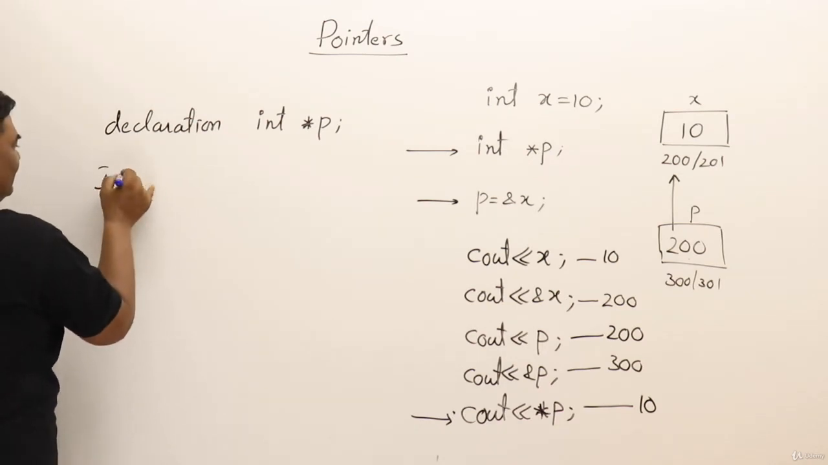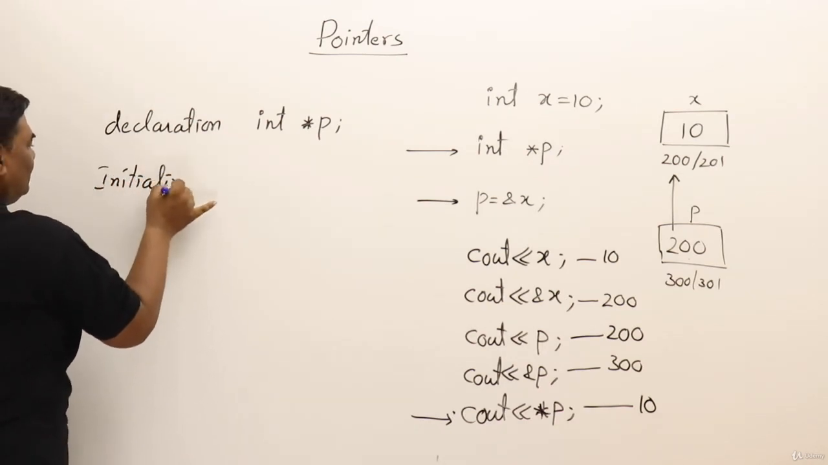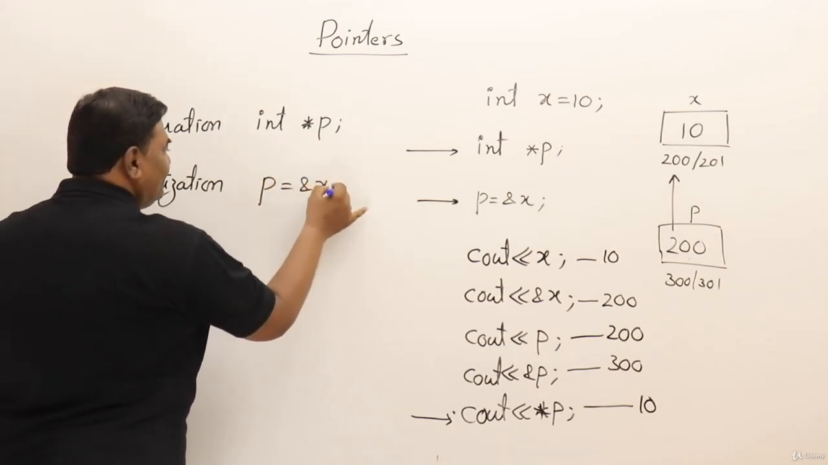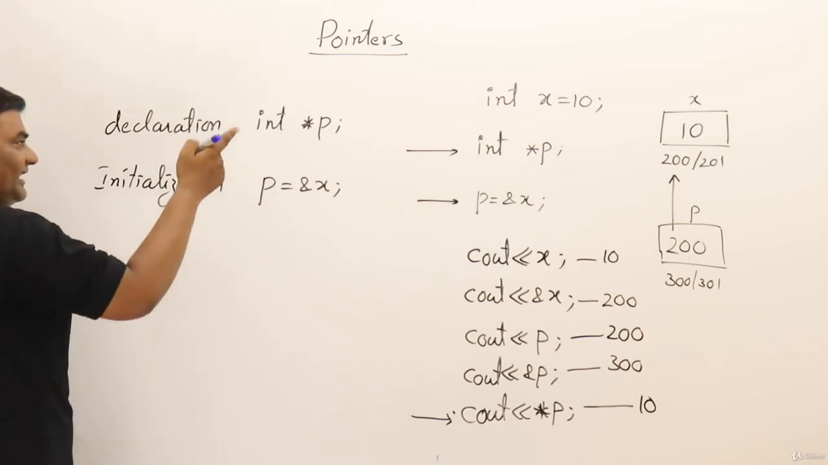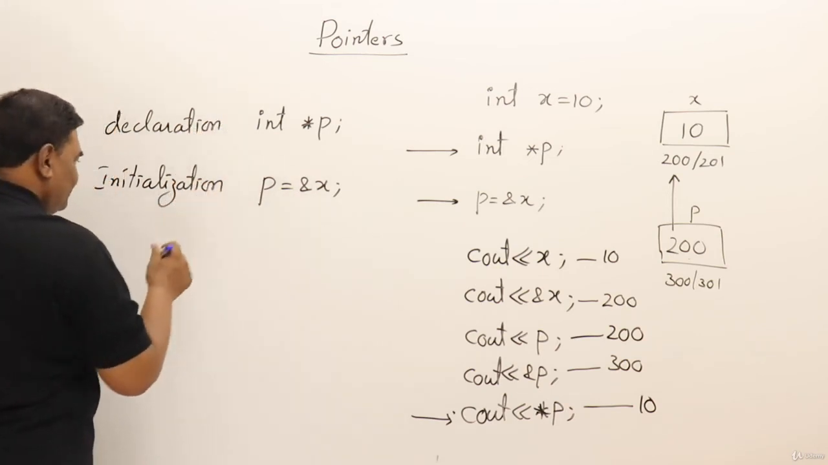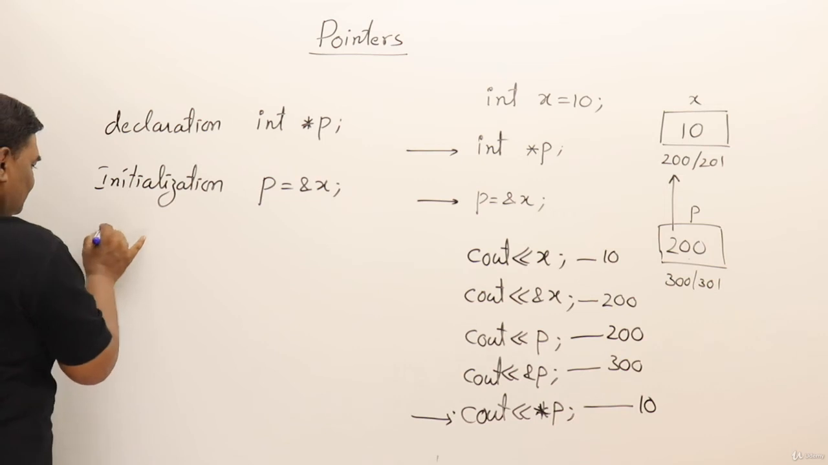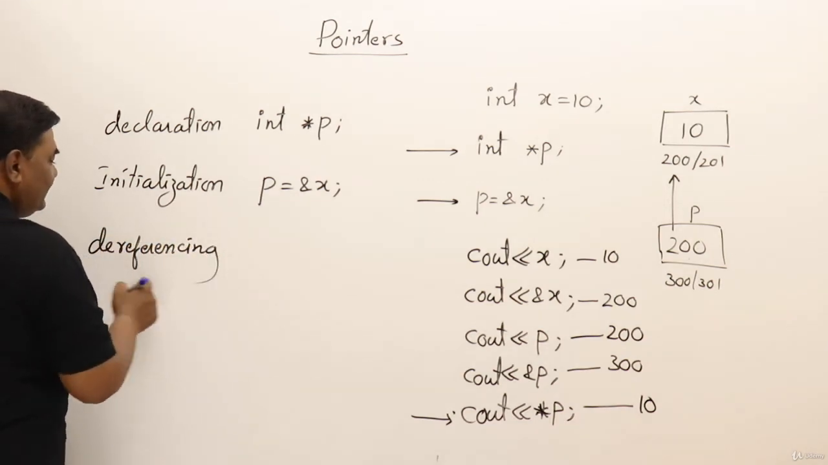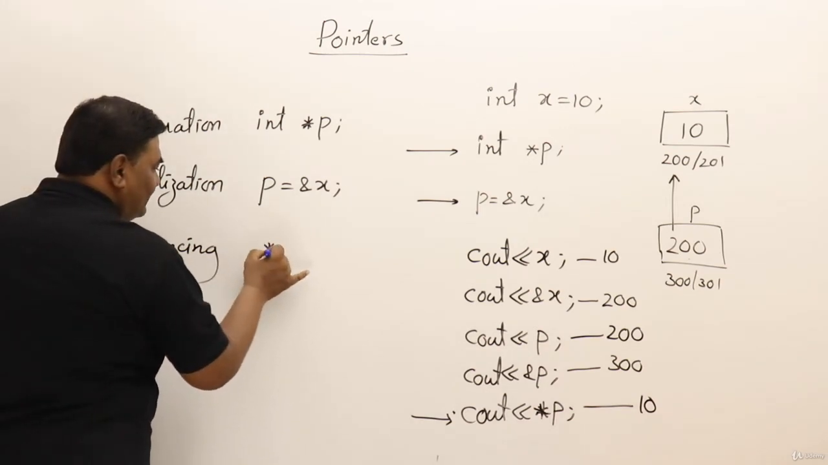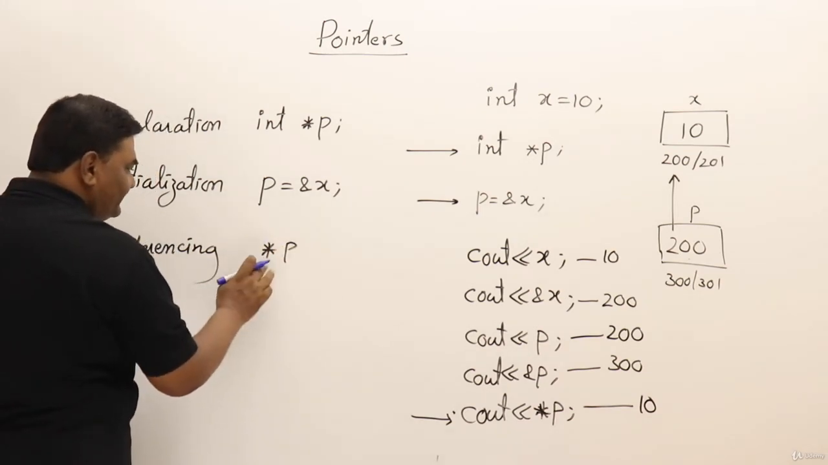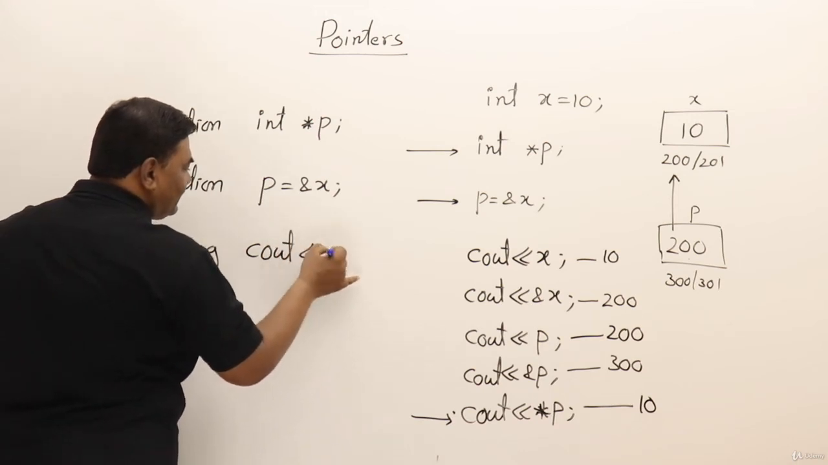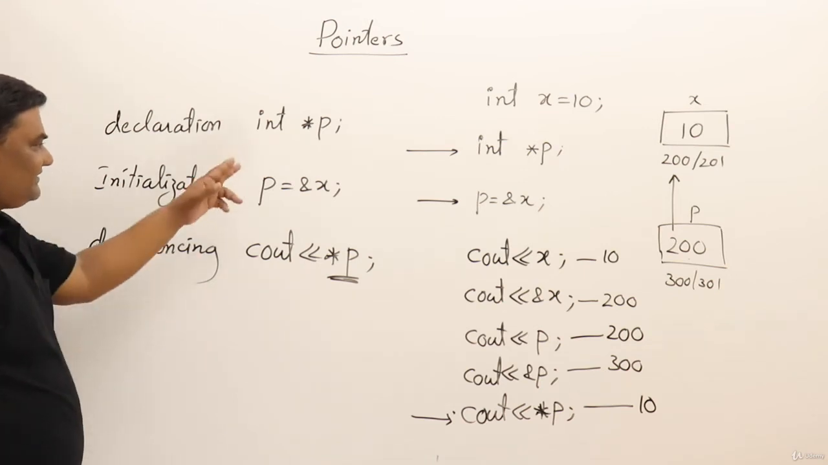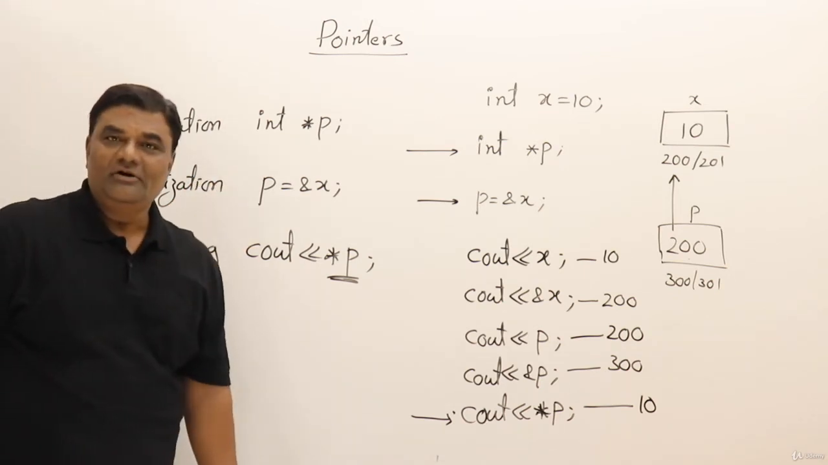Then next is initialization. So we write p assign any variable name. If you already have existing variables, you can use one of them. Then next is dereferencing, star p. I have used this with cout star p. This star p is called dereferencing. So these are the three important things that you should know about the pointer.